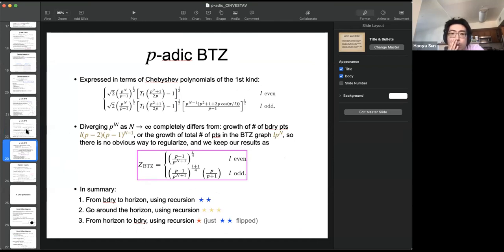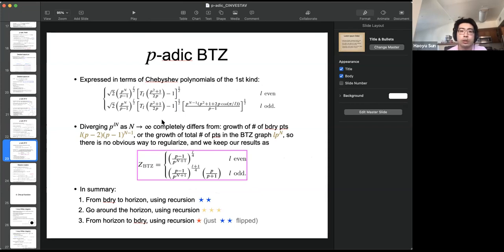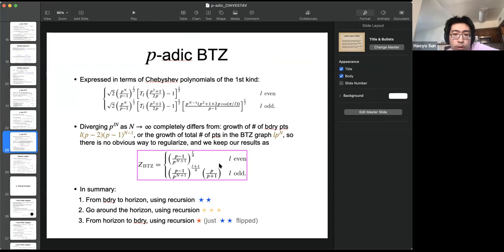Okay, then there's a somewhat weird feature that the result will depend on the evenness of the horizon length, basically due to the range of possible values of t here. And due to the twofold degeneracies, we need to take this ceiling function. And then, here is the result. We see that it is diverging as p to the L times n as n goes to infinity. So this divergence is very different from either the growth of the number of boundary points, which is this one, or the growth of the total number of points on the entire BTZ graph, which are both linear in L instead of being exponential in L. So there is no obvious way to regularize up to now, and we keep our results as follows, which are unregularized. So this remains an open question in our work.